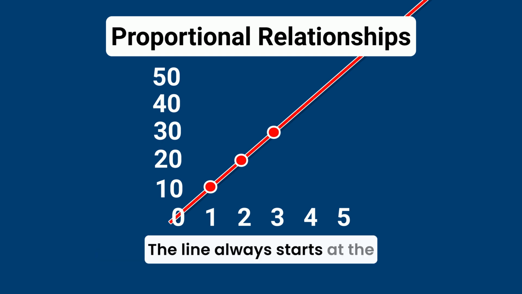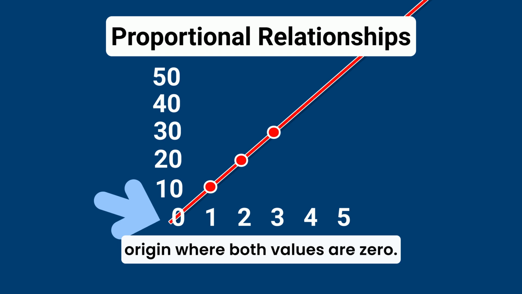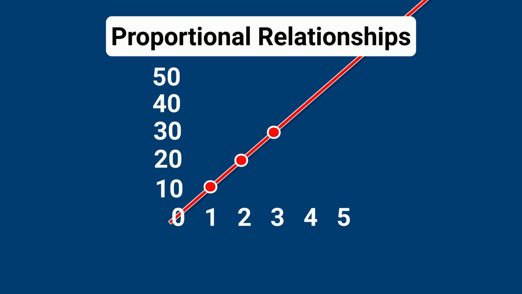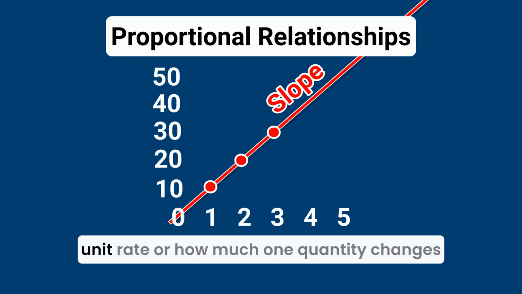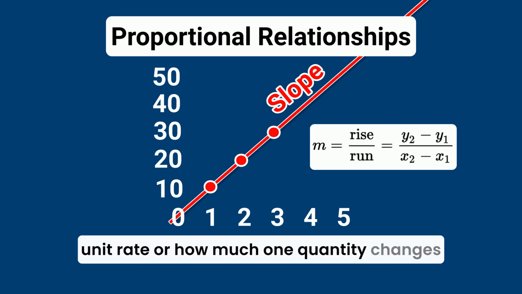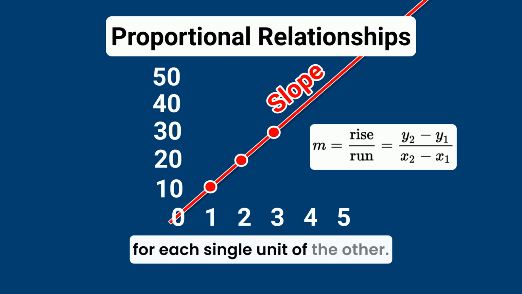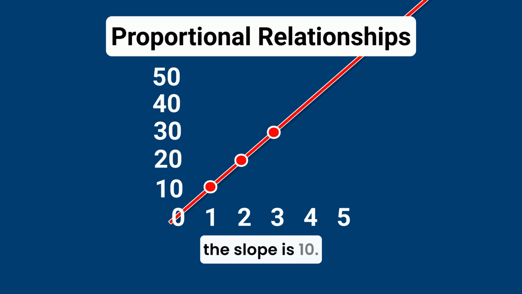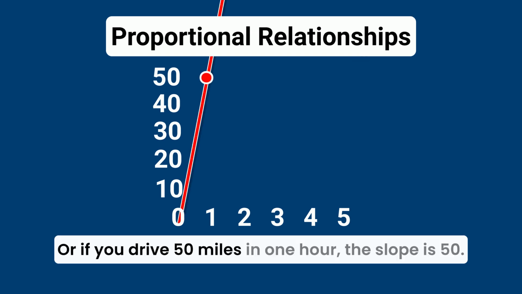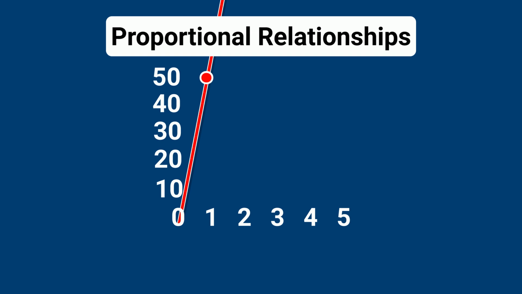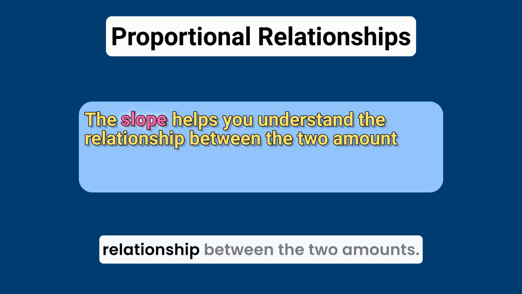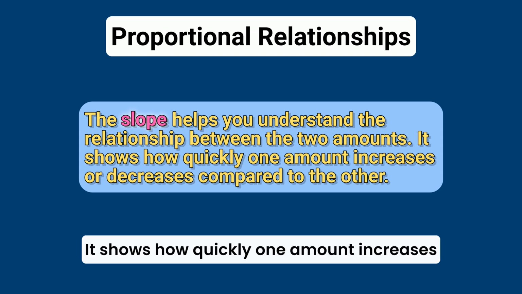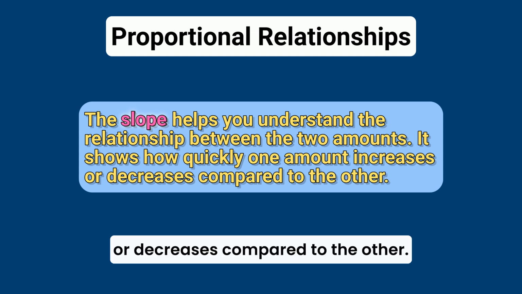The line always starts at the origin where both values are 0. This is because if one amount is 0, the other must also be 0. The slope of the line tells you the unit rate, or how much one quantity changes for each single unit of the other. For example, if you earn $10 per hour, the slope is 10, or if you drive 50 miles in 1 hour, the slope is 50. The slope helps you understand the relationship between the two amounts. It shows how quickly one amount increases or decreases compared to the other.